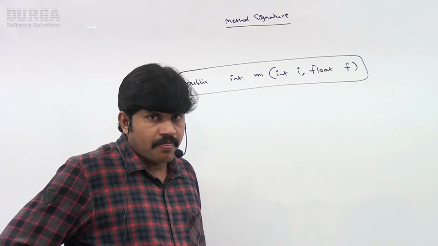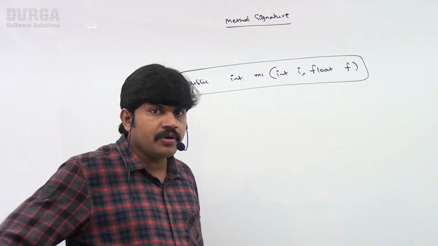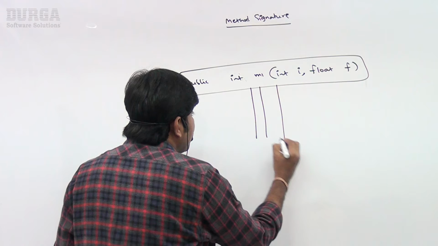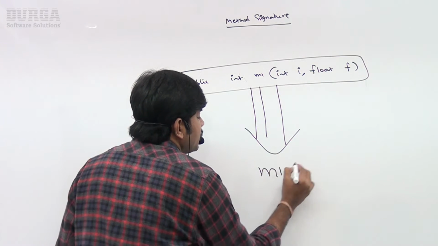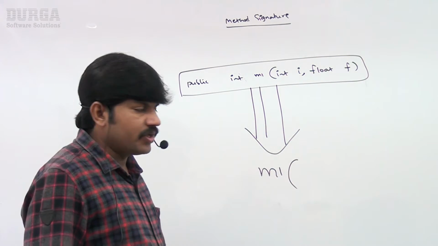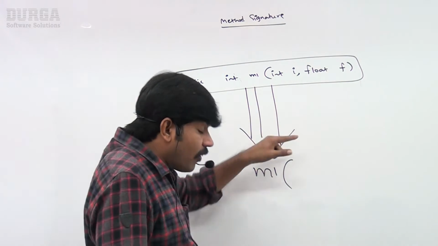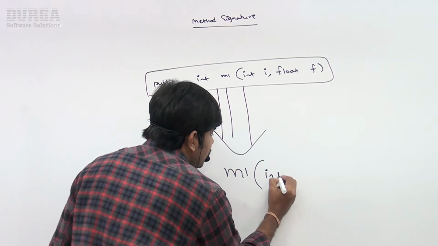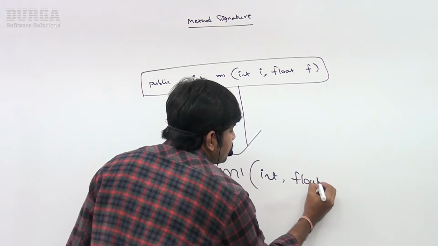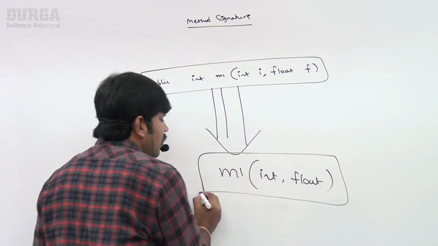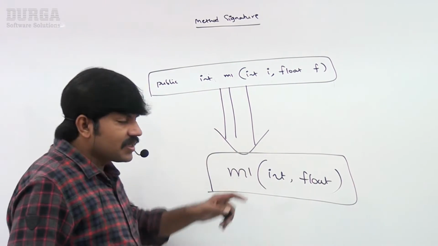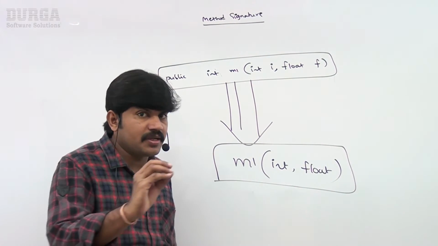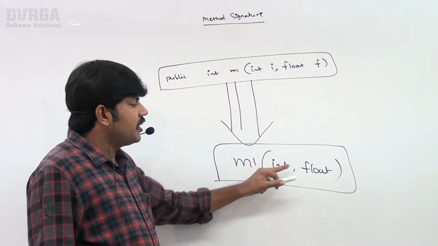Please make sure method signature consists of the method name. What is the method name? m1. Next, followed by argument types: int, comma, float. That's all. This is called method signature. Method signature contains the method name followed by argument types. Remember this one.